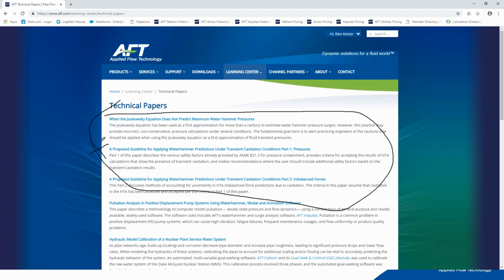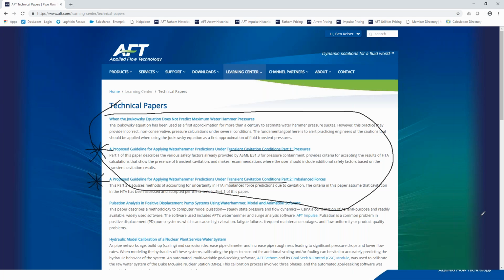And these 2 webinars are key because that's a 2-part technical paper series, which gives really good guidance on how to evaluate cavitation. So I'm touching on the very basics today. I'm introducing you to what cavitation is and to give you some ideas on how to understand it better when you're running your impulse analysis.